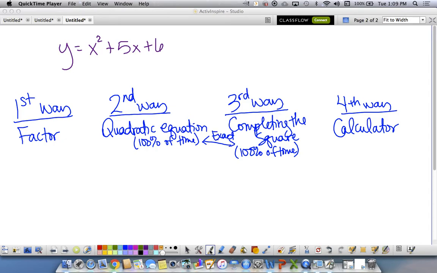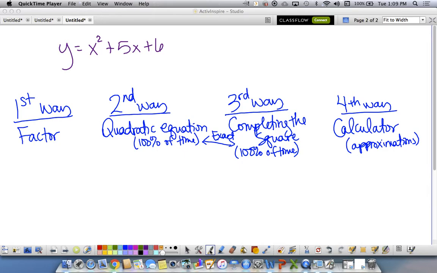Okay? Exact values meaning those square roots, if they're there. A calculator will work 100% of the time, but it's going to give us approximations. Okay, and that's okay sometimes too. Okay, so 4 different ways.